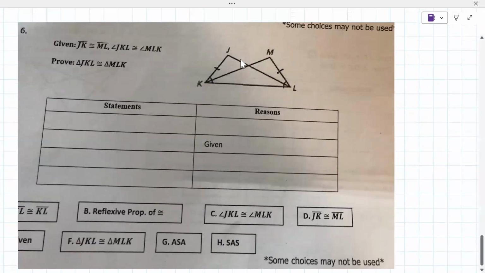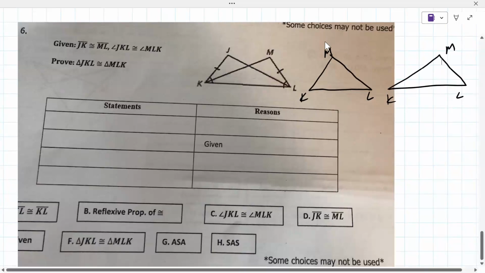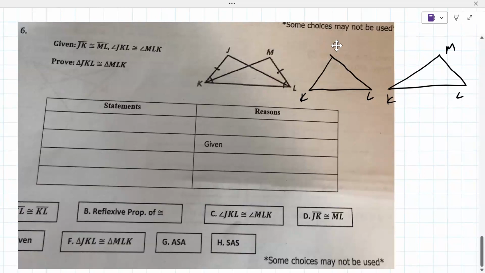This is another overlapping triangles problem. It would be really good to draw the overlapping triangles off to the side with the correct letters. And I have not even done that. Boy, that's terrible. All right, there we go.